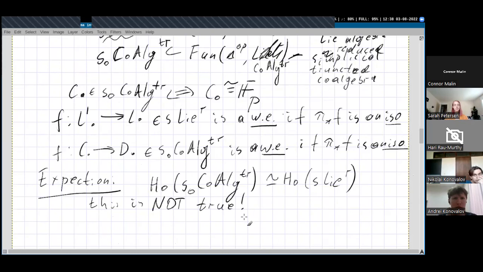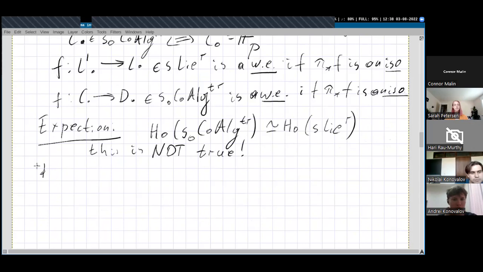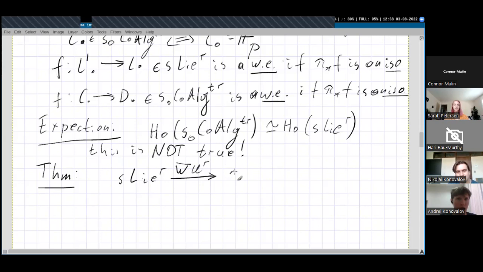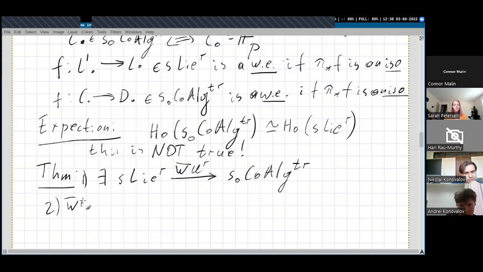But what is true here? What is true? So it's true, but you can construct a functor, which I'm going to call W bar U R, from here to here. So there is a functor. W bar U R has a left adjoint, which is again I would call PG.